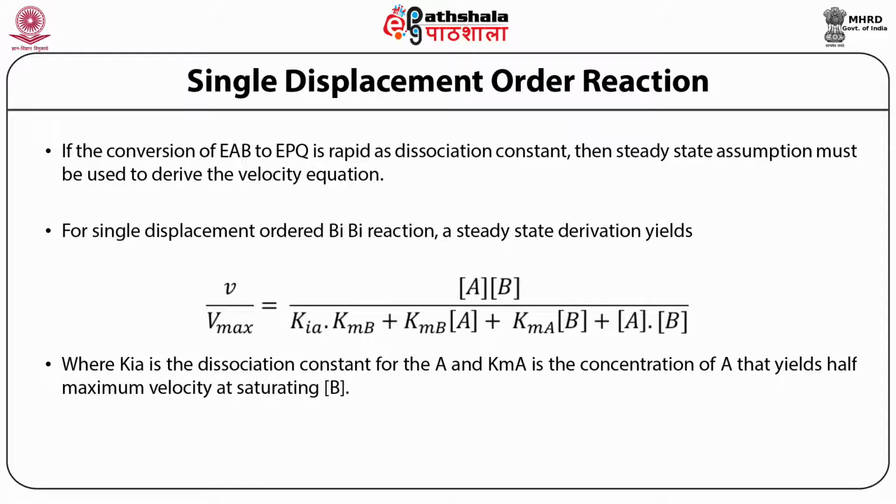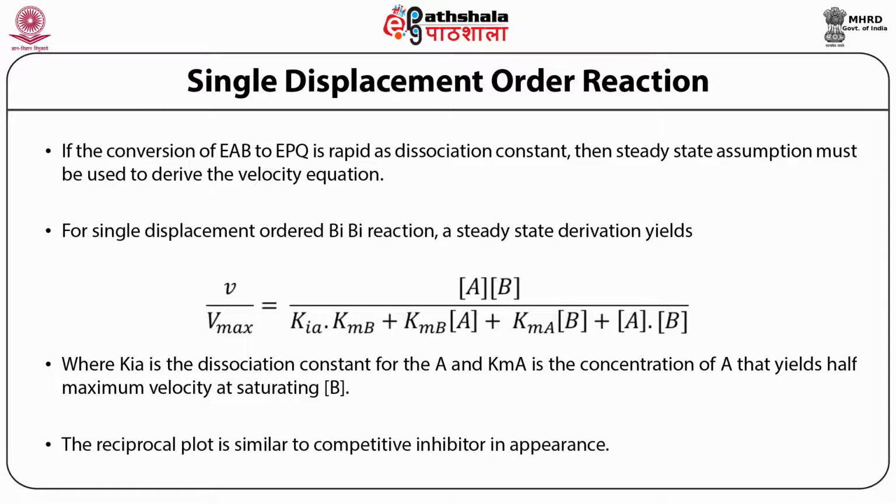Although it is not written here, if it is KMB, then it is going to be the concentration of B that yields half maximum velocity at saturating A. So this particular reciprocal plot is very similar to the competitive inhibitor in its appearance.